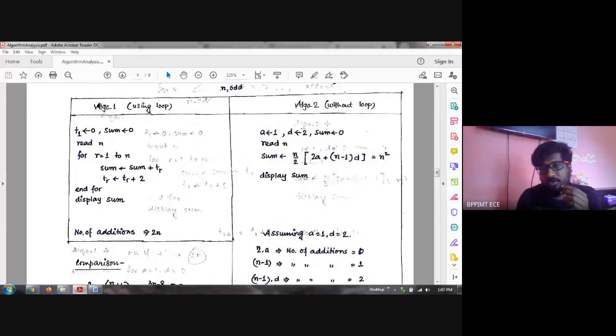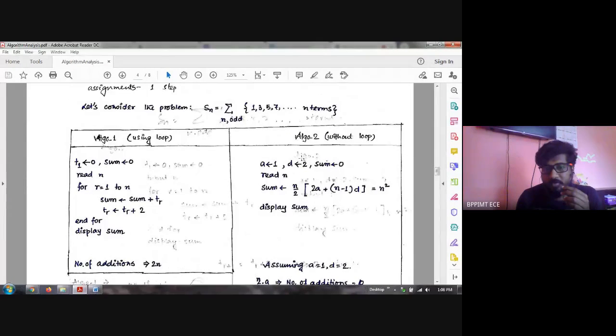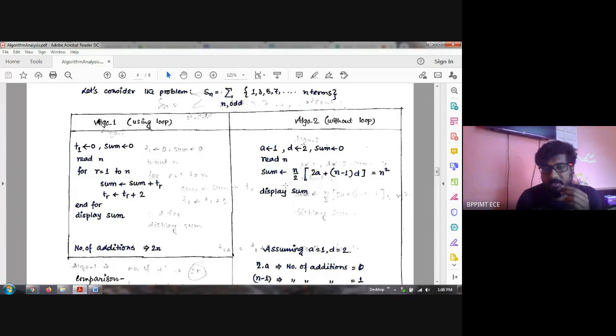Now let's look at the second algorithm, without a loop. Without a loop means we can use the formula for the arithmetic progression sum. a equal to 1, that is the first term, and common difference d equal to 2. Sum equal to 0. Read n, the total number of elements to be summed up in this progression. And sum equals n by 2 into 2a plus n minus 1 into d. After simplification, this will come to n square.